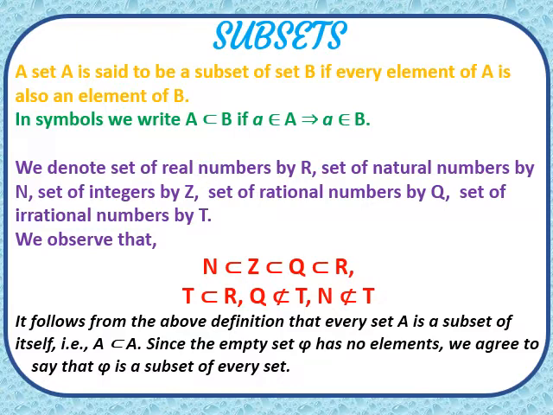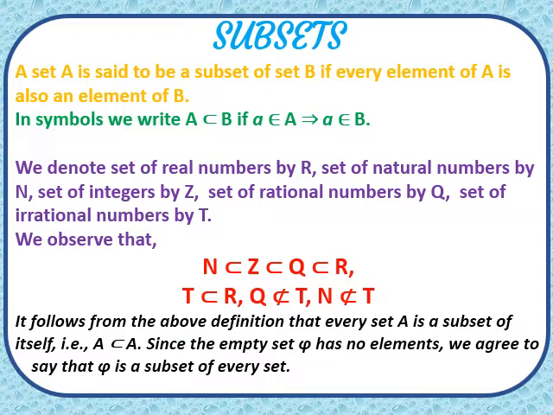Then we can simply observe that N is a subset of Z because all the natural numbers are also in the integers, and Z is a subset of Q because all the integers are also present in the rational numbers. Clear? And Q is also a subset of R because all the rational numbers belong to the real numbers. Then T is a subset of R, but Q is not a subset of T. Clear? And N is not a subset of T.